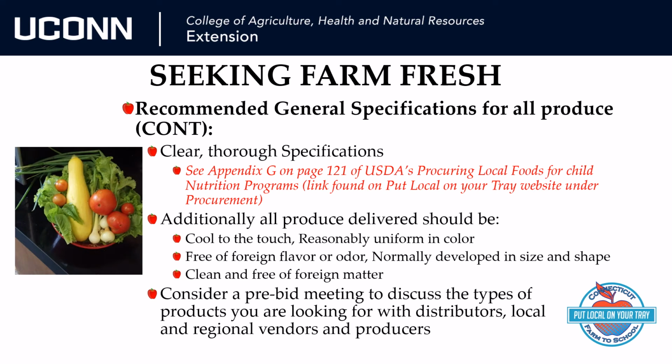USDA includes in their Procuring Local Foods for Child Nutrition Programs guide a section on writing clear and thorough specifications. Appendix G has a great reference table for you to use as you find time to write those specifications. Good tips from them include: remember that language that is too restrictive or overly detailed could mean that the perfect fruit or veggie is going to cost more due to the limited supply or the amount of work required from the farmer. So be reasonable in your requests or expectations.